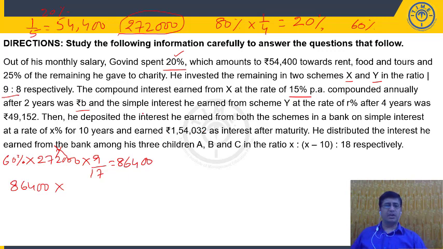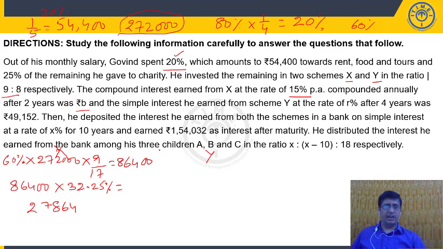15% per annum means what is the effective rate of interest? a plus b plus ab by 100. Now simplify, 15 plus 15 plus 225 by 100, it is equal to 32.25%. 32.25% means here, solving this we get the value of the interest. The value of the interest is 27,864. This is the scheme X.